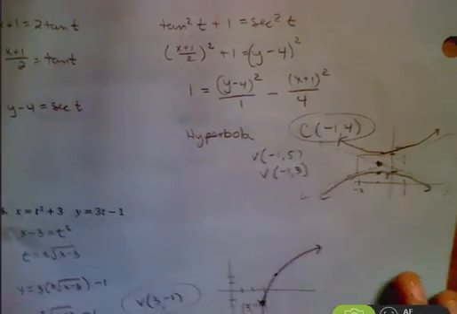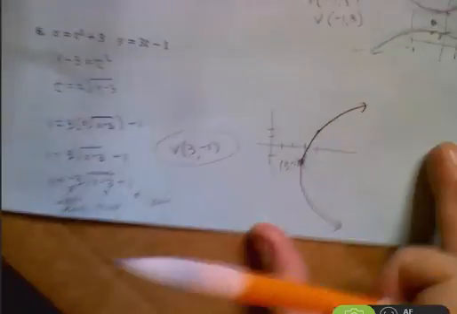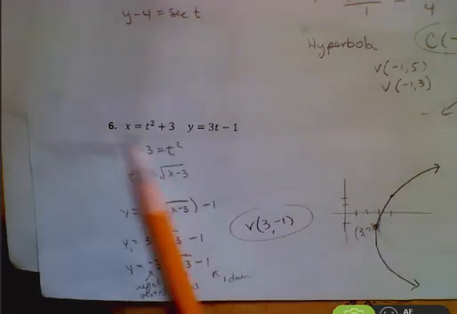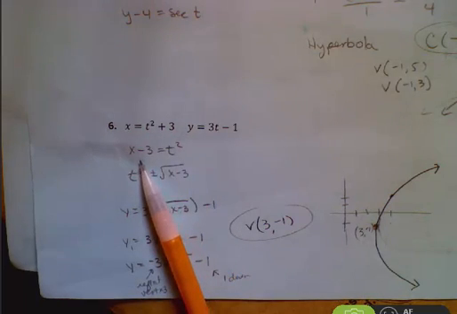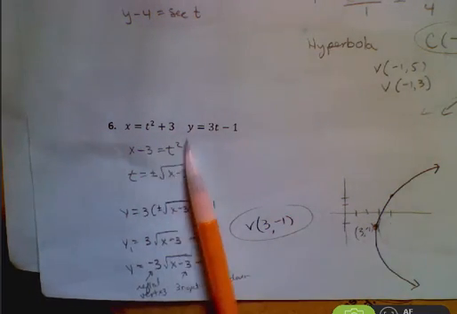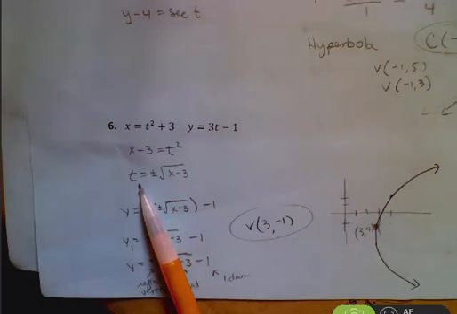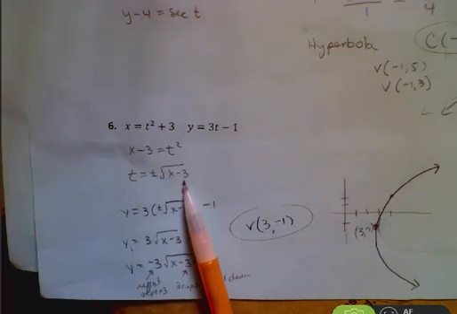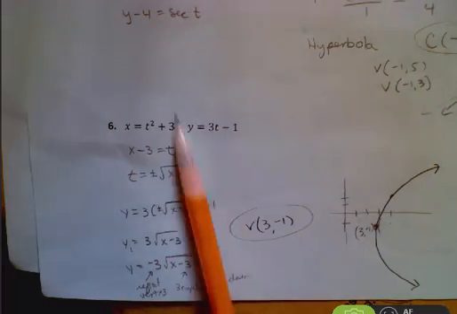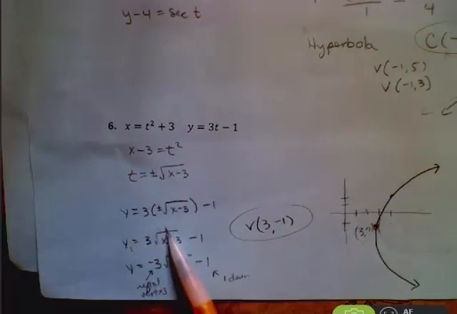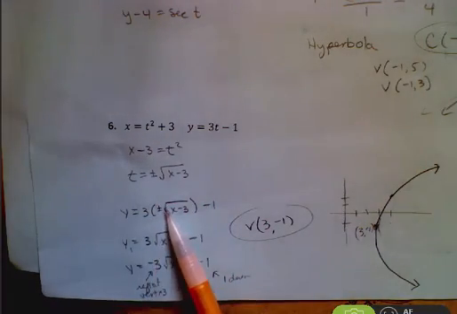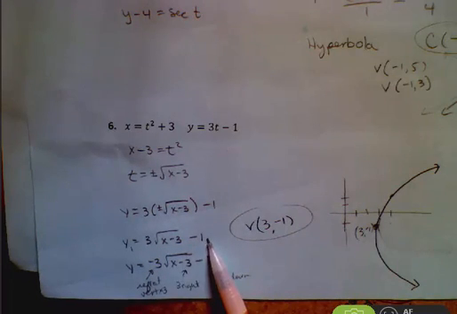All right, and then the last one, this one was just in terms of t, so I didn't have to do anything with trig identities. I took the first part of that and solved for t, so I subtracted 3, took the square root of both sides, don't forget the plus or minus, so I get t equals plus or minus the square root of x minus 3. Then I plugged it back into this one, so I get y equals 3 times that t value minus 1. If you took 3 times the positive square root, minus 1, I got this.